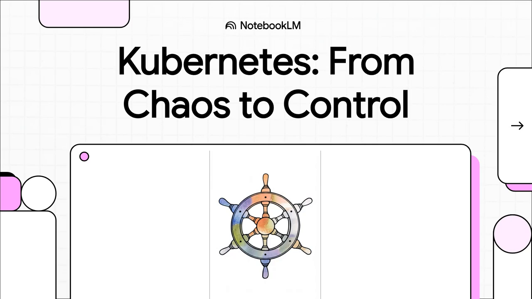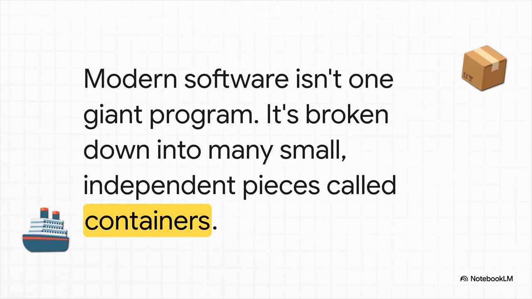Have you ever wondered how massive apps like Netflix or Spotify can handle millions of people all at once without ever seeming to crash? Well, a lot of the time, the answer comes down to one word: Kubernetes. It really is the secret sauce of the modern internet. And in this explainer, we're going to pull back the curtain and see exactly how it manages to turn total chaos into perfect control.